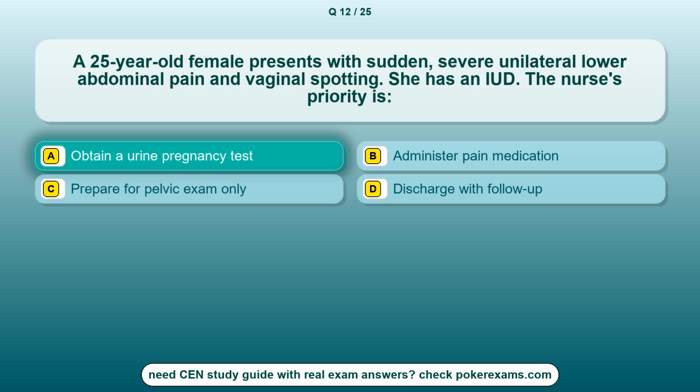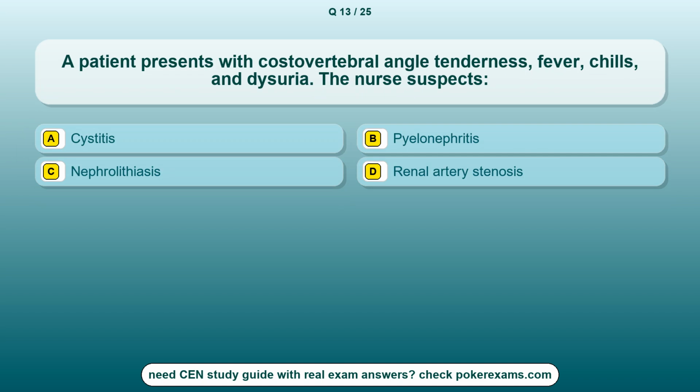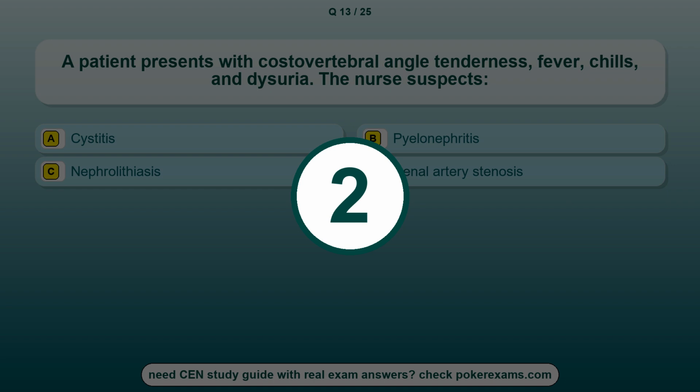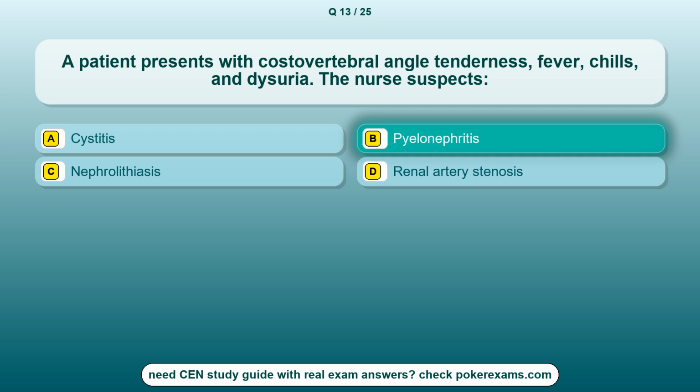The correct answer is option A, obtain a urine pregnancy test. Question 13. A patient presents with costovertebral angle tenderness, fever, chills, and dysuria. The nurse suspects: Option A, cystitis. Option B, pyelonephritis. Option C, nephrolithiasis. Option D, renal artery stenosis. The correct answer is option B, pyelonephritis.